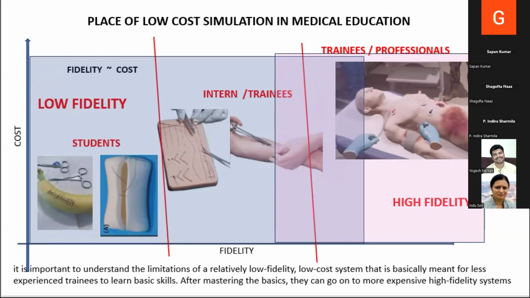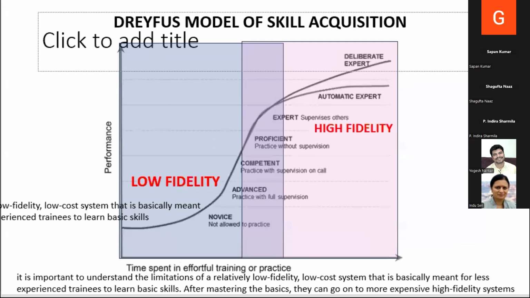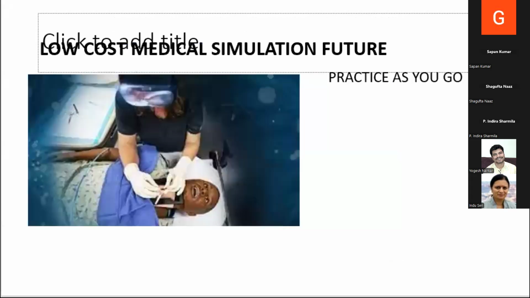Whereas somebody who is a professional or an expert trainee can go ahead with a high-fidelity, high-cost simulation to train on certain case scenarios. This is where I think low-cost simulation can be put. Again, the same thing: we are keeping the low-fidelity, low-cost simulations at around the competent to proficient level. After that, at the expert level and above, high-fidelity simulations will be more helpful in this subset of people. But for the majority of people, I think low-fidelity simulation is best.